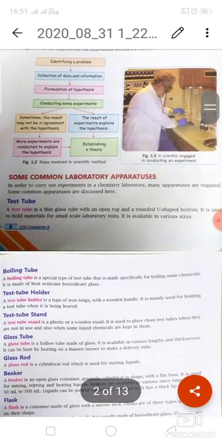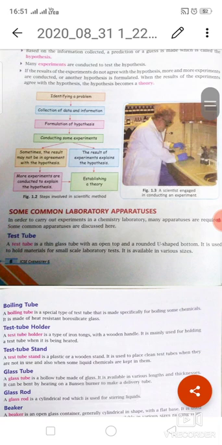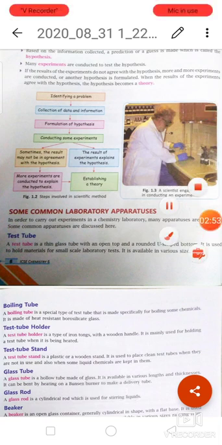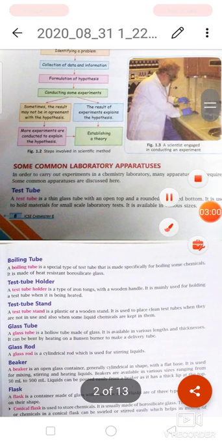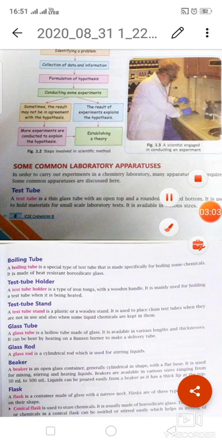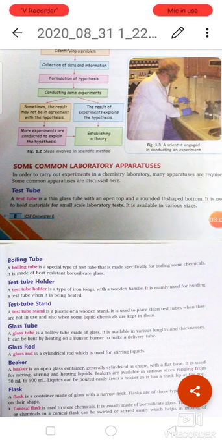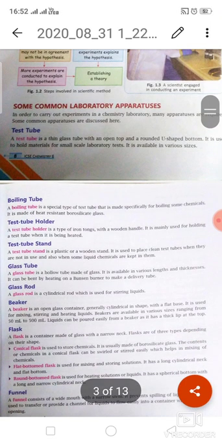It is used to hold material for small scale laboratory tests. Now let's have a look at another one, which is the boiling tube. A boiling tube is a special type of test tube that is made especially for boiling some chemicals. It is made up of heat resistant porcelain glass. Test tube holder. A test tube holder is a type of iron tongs with a wooden handle. It is mainly used for holding a test tube when it is being heated.